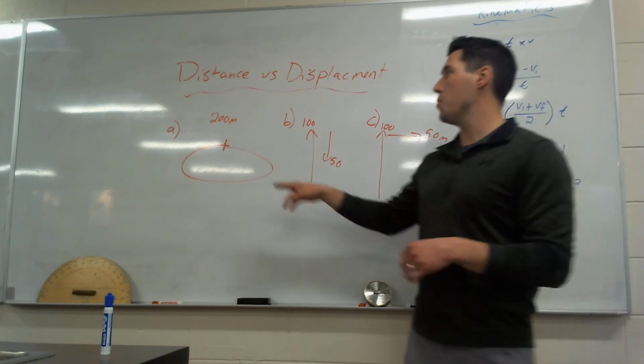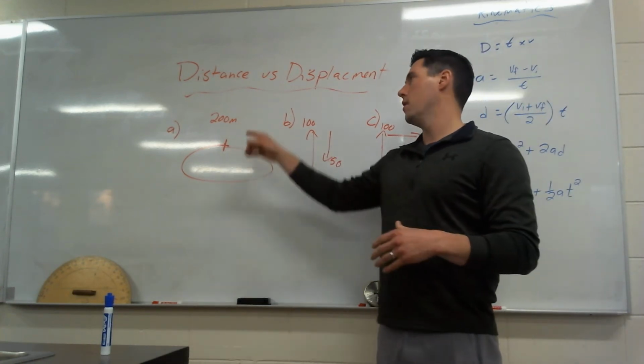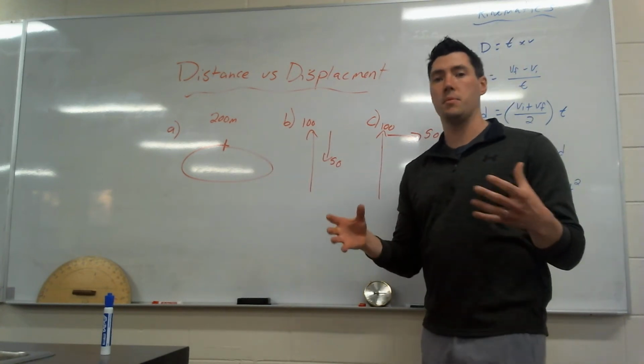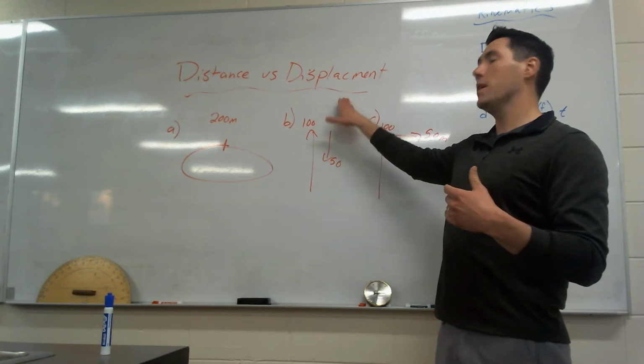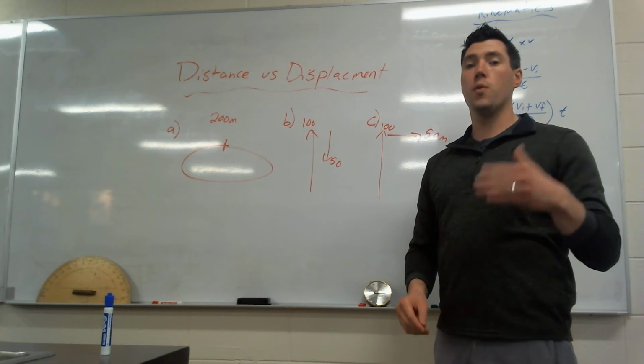So let's say you went around this track 2 times. 1 time around is 200 meters. If you went around the track twice, that's 400 meters. So basically just add up how far you went. Displacement is different. It is basically how far away you are from where you started.